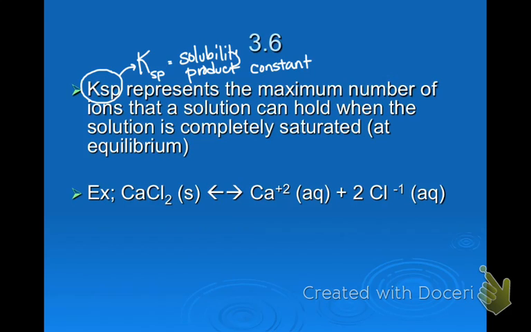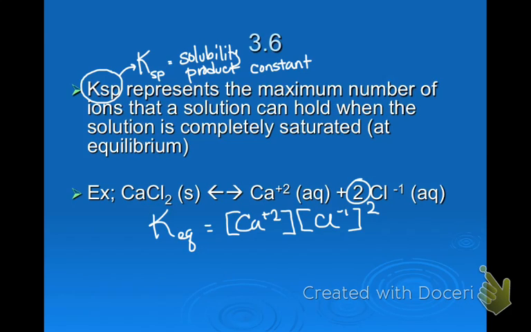So I have an example here of calcium chloride dissolving in water. When calcium chloride dissociates, it will make calcium plus 2 as an aqueous ion and 2 chlorides, so 2 Cl minus 1s that are both aqueous. Now, if I were to ask you to set up the KEQ equation for this, I hope that you would say KEQ is equal to the concentration of Ca plus 2 times the concentration of Cl minus 1, squared because in the balanced chemical equation we have a coefficient of 2. And then we would not put CaCl2 on the bottom because it's a solid and its concentration is constant.